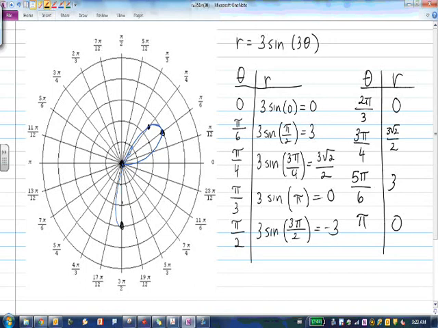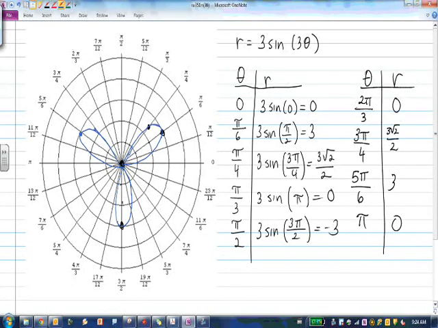Okay, here are the rest of the values. So at 2 pi over 3, I'm back at the origin, which is 0, meaning my curve is just going to come back this way. At 3 pi over 4, I'm at 3 rad 2 over 2. 3 pi over 4 is in this direction. 3 rad 2 over 2 again, I'm just going to estimate. Looks like it's over here. 5 pi over 6, I end up back at 3. So 1, 2, 3 is over there. And then at pi, I end up back at 0, which is over there. So you get a 3-petaled rose curve.